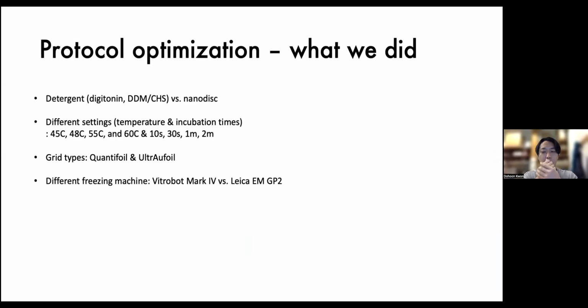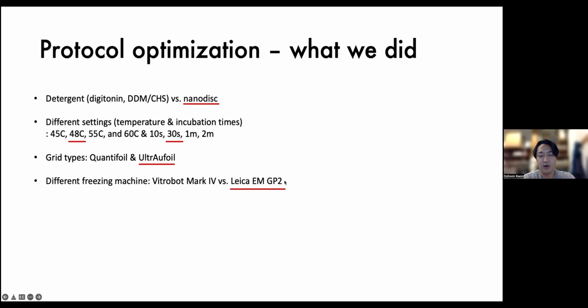Okay, so we have already optimized this high temperature freezing protocol quite a bit. We tested detergent samples as well, but did not screen all detergents, only digitonin and DMNG. But most particles fall apart in that condition. Also, we tried several different temperature settings and incubation times. Our current protocol is nanodisc, 48 degrees, 30-second incubation, using UltrAuFoil. And also we stick with the LICA.